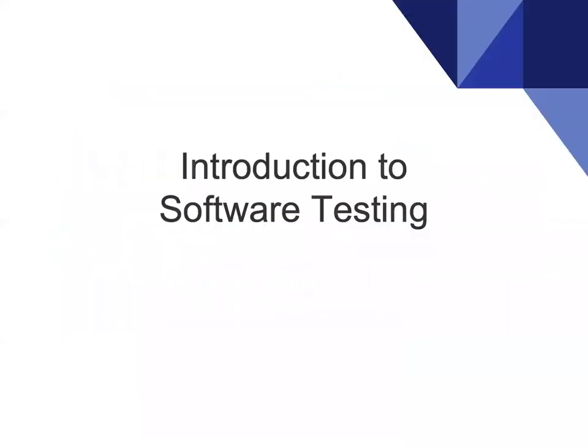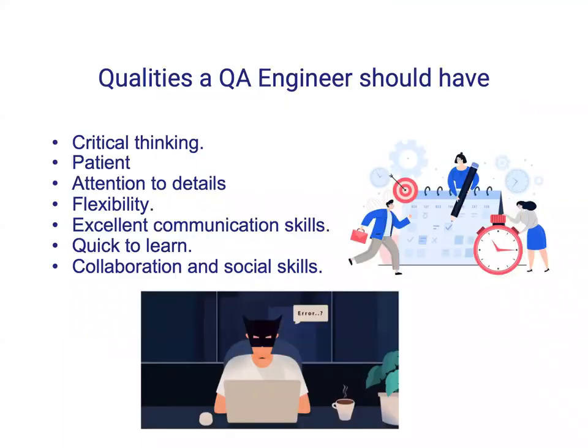All right, so we're doing intro to software testing. The first item here, we're talking about qualities that you should have as a QA engineer. Number one is critical thinking.